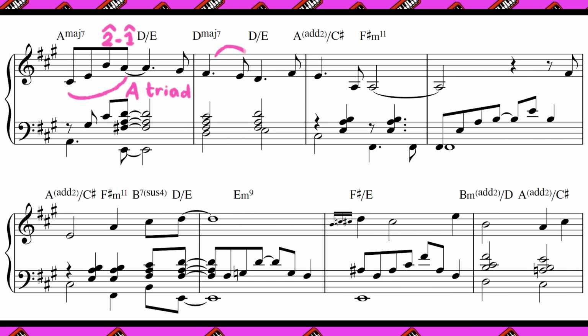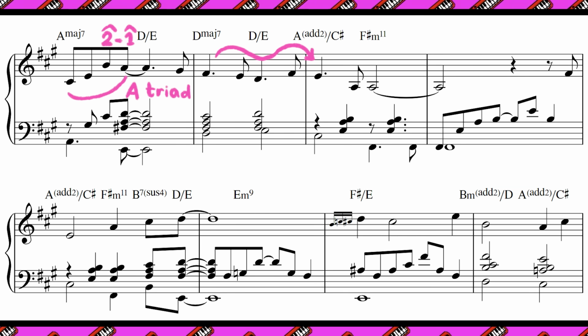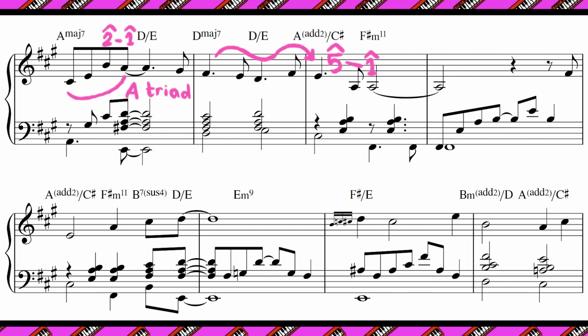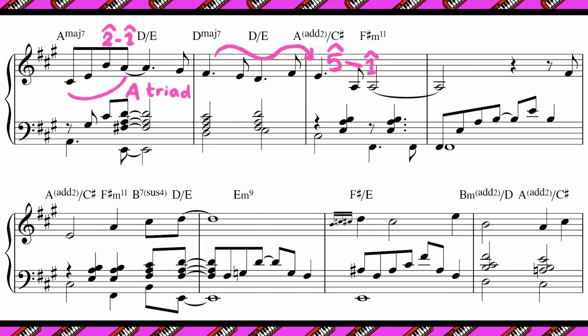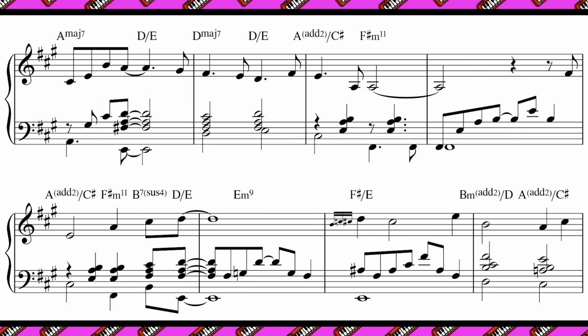This A major triad moves into a scalar walk down that ends with a leap down from E to A, the 5th to the root of the key, which again should sound very familiar after listening to New Horizons theme.